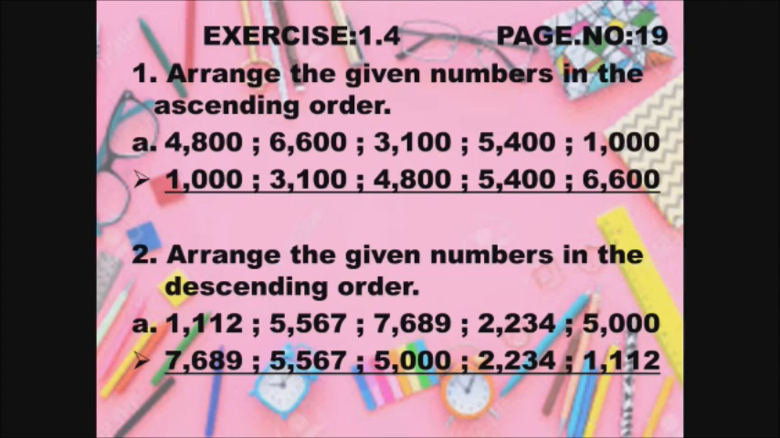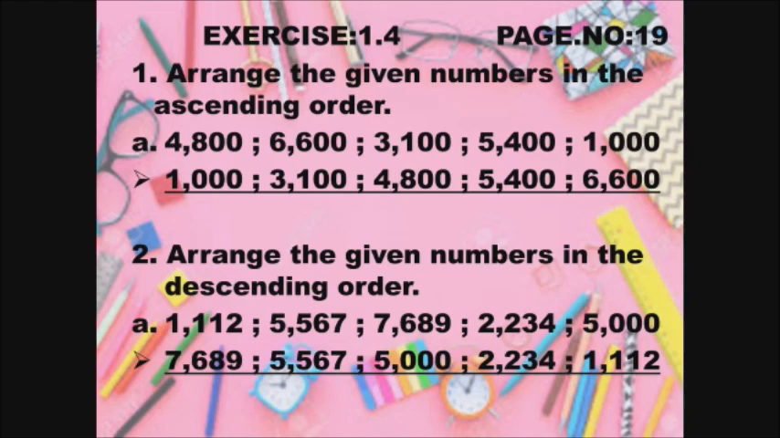A sum: 1112, 5567, 7,689, 2,234 and 5,000. Descending order means from greatest to the smallest number. So now find out which is the greatest number here. It is 7,689. So write that number first.